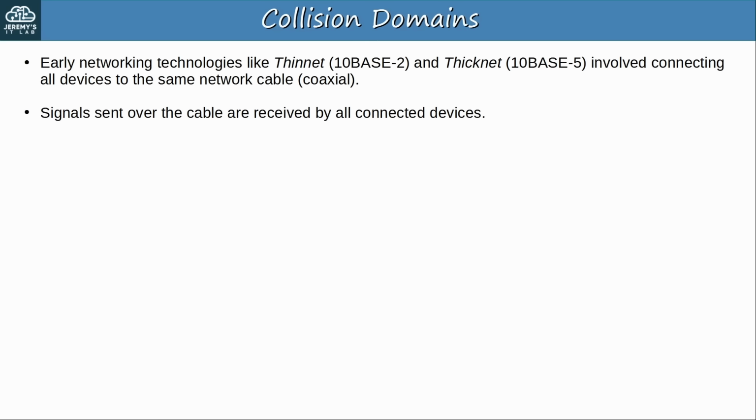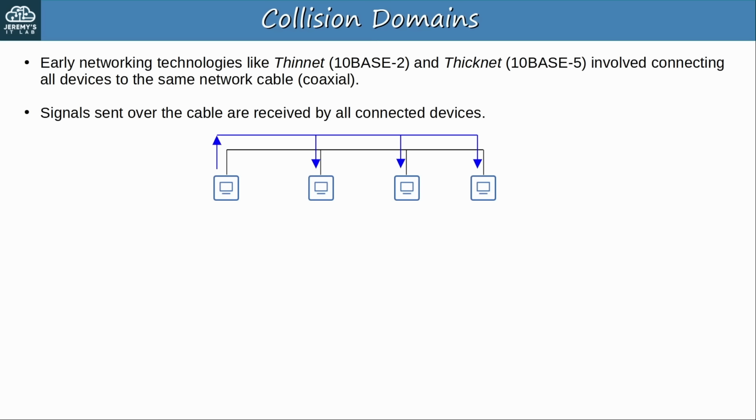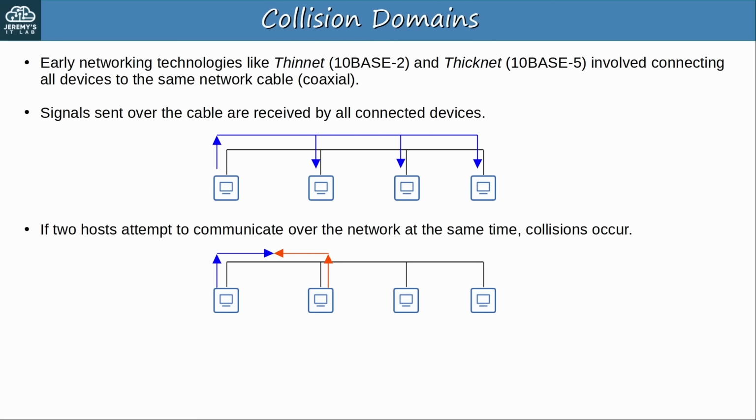Signals sent over the cable are received by all connected devices. Here's a simple illustration. The problem with this is that if two hosts attempt to communicate over the network at the same time, collisions occur. To deal with this, devices use CSMA/CD, carrier sense multiple access with collision detection. I covered CSMA/CD in the CCNA.